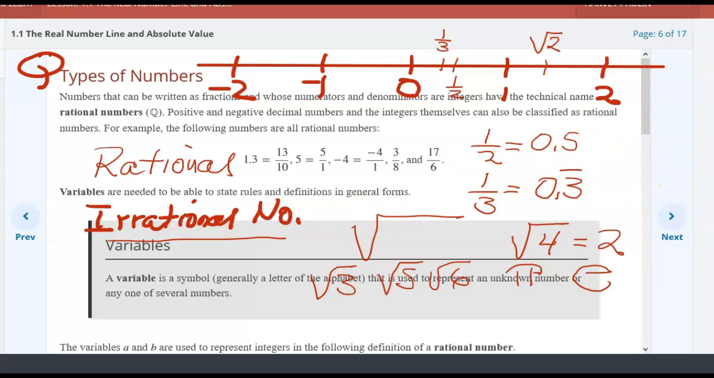Now, are there any other names of sets of numbers on the number line? And the answer is yes. And I'll write it here so you could have it concisely in your notes, and that would be real numbers.